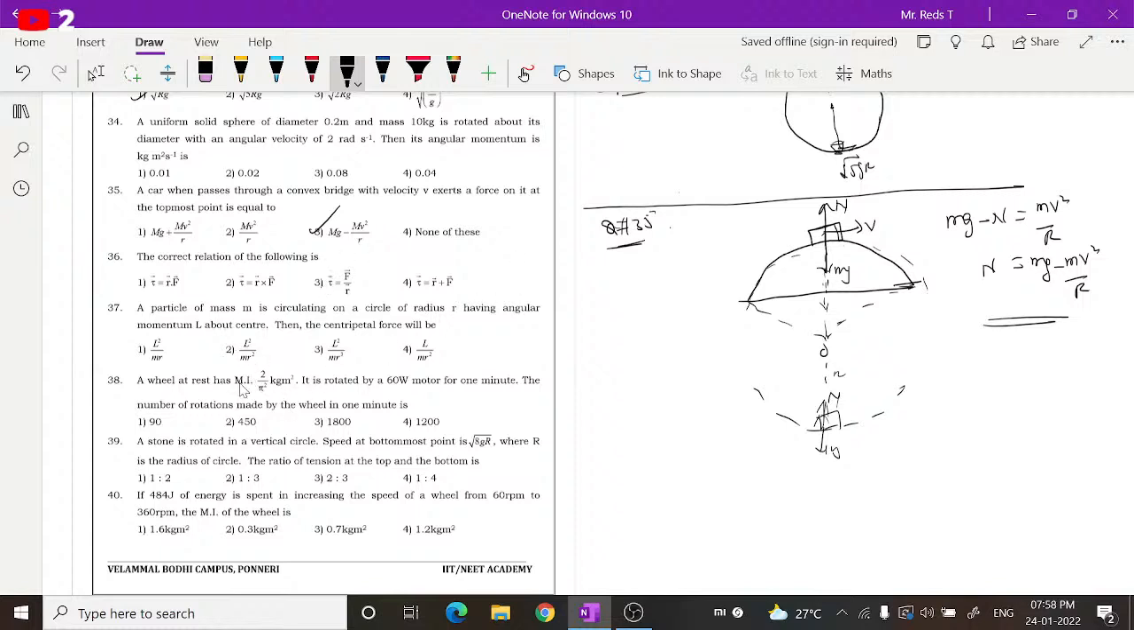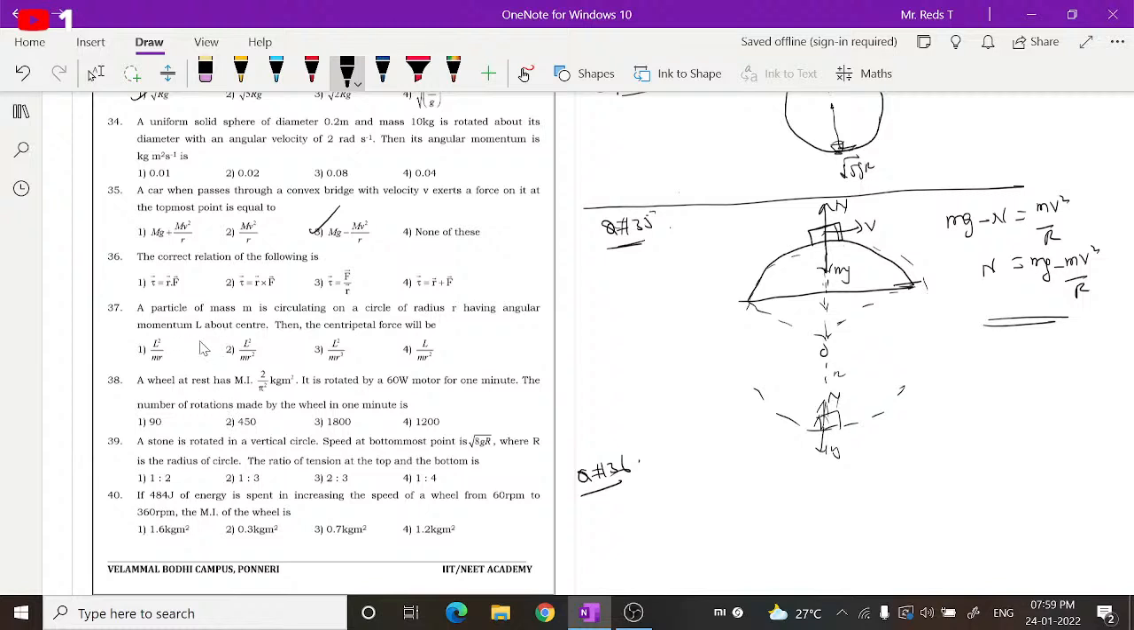Next, question 37. If a particle of mass m is circulating on a circle of radius r having angular momentum L about the center, then what is the centripetal force? Even though you are getting the term angular momentum, which comes in rotational motion, don't get confused here. You can relate both of these. We have to relate this as question number 36.